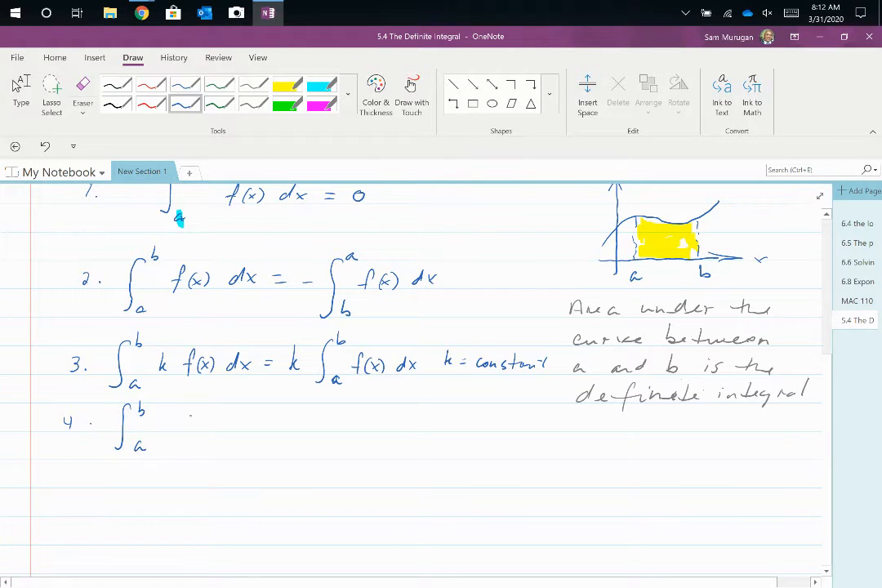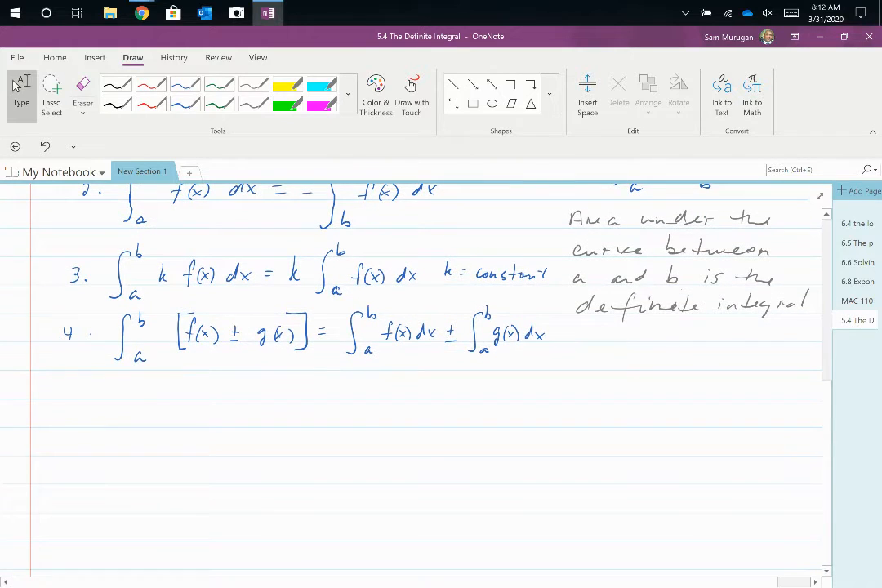Between b to a, f of x plus or minus g of x. So two functions either added or subtracted between the two limits. That's the integral from b to a of f of x dx plus or minus b to a of function g of x dx. And this is especially important where you might have a part of the curve, say above and below the x-axis.